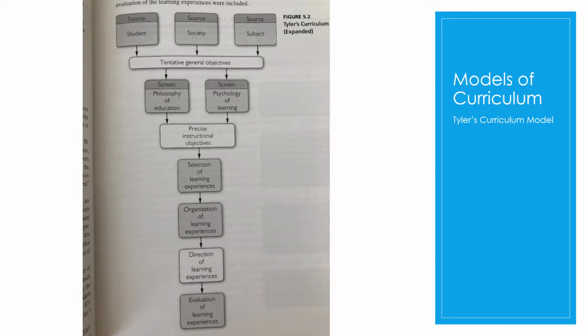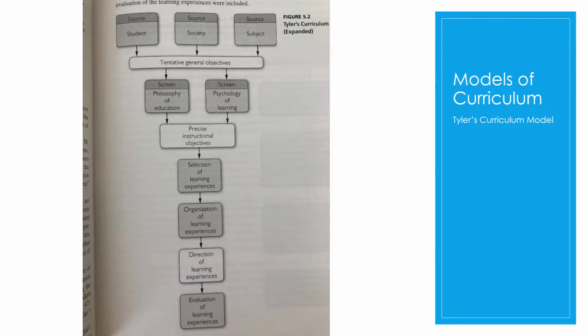The first model we're going to take a look at is Tyler. Tyler's model is inductive, and he recommended that curriculum developers identify general objectives by gathering data from 3 sources: learners, life outside of school or society, and subject matter. You can see that at the top of the diagram.